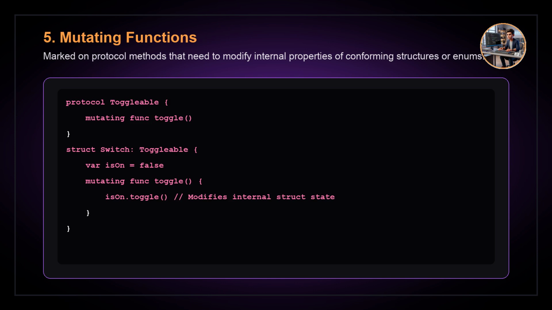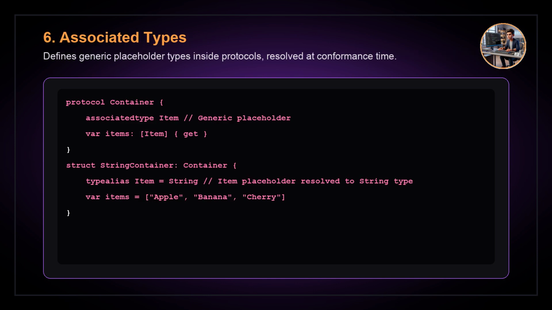Fifth, mutating functions. Unlike classes, structures and enumerations are value types, which means their properties cannot be modified inside instance methods by default. If a protocol defines a method that intends to change the state of a conforming value type, you must declare the method with the mutating keyword in the protocol blueprint.